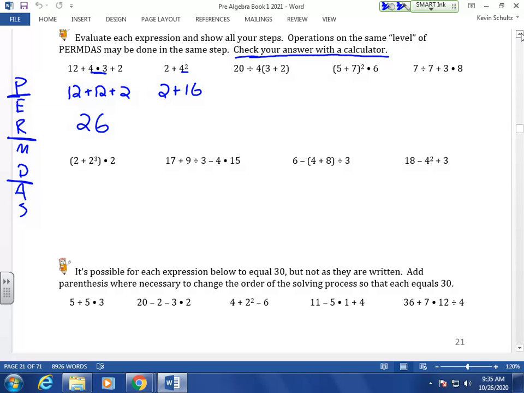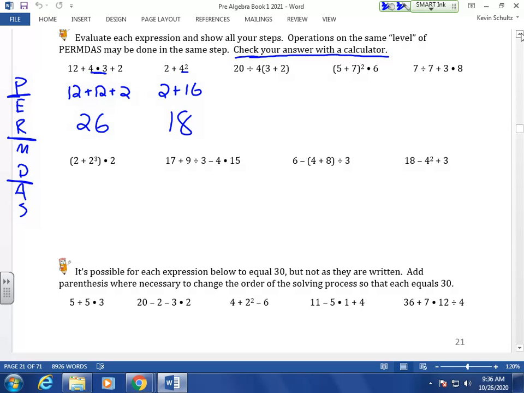Every so often, an exponent gets thought of as 4 times 2. But if we'd wanted 4 times 2, we'd have written 4 times 2, right? That is clearly 4 squared, 4 times 4, which is 16. And now that we've taken care of that, now we can add them. And 2 plus 16, we get 18 as an answer. Okay?